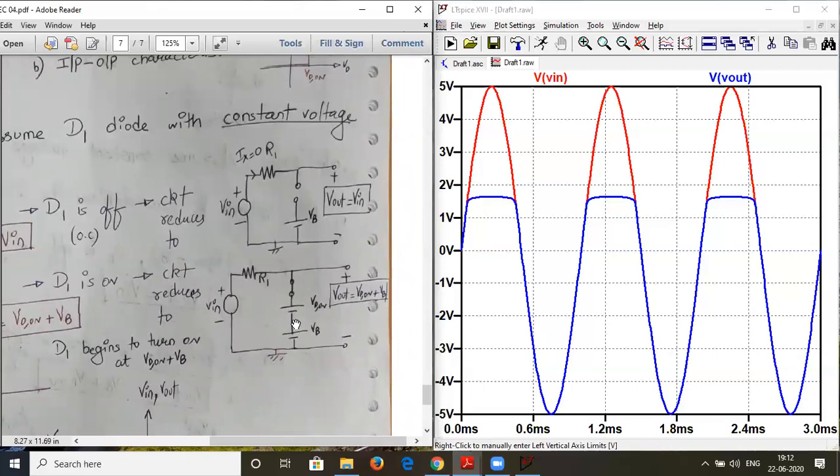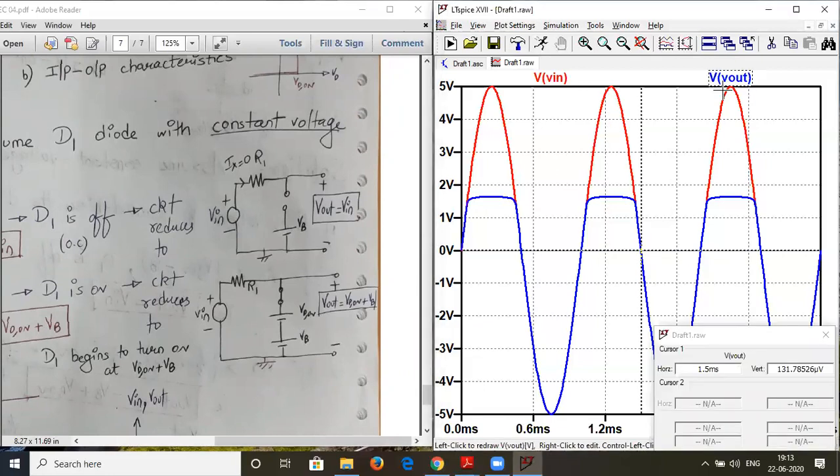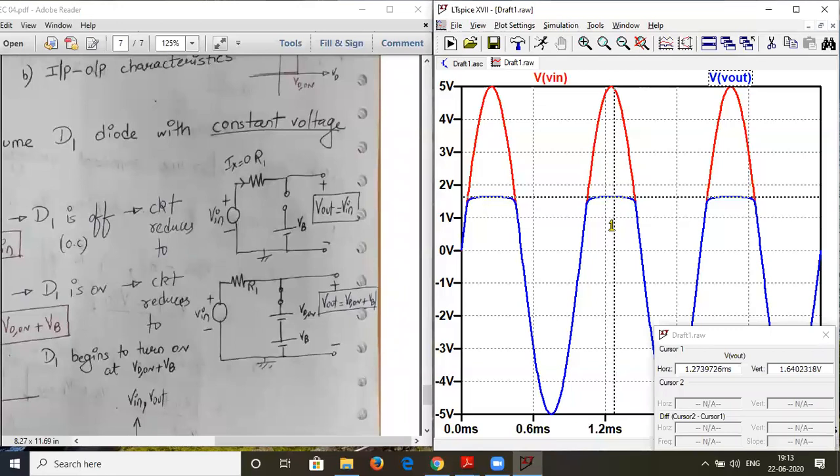And whenever the diode is turning on, it is replaced by this short circuit and this VD on, and we already have a VB over here. So what is my output voltage given by? Output voltage is just given by VD on plus VB. VD on is around 0.64 and VB is around 1 volt. So Vout will be 1.64, as we have seen over here. So it is very, very clear.